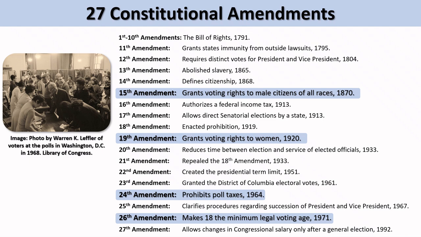Four very important amendments about voting rights say that a male citizen of any race can vote, that women and men can vote, that you don't have to pay to vote, and that citizens 18 and older can vote.